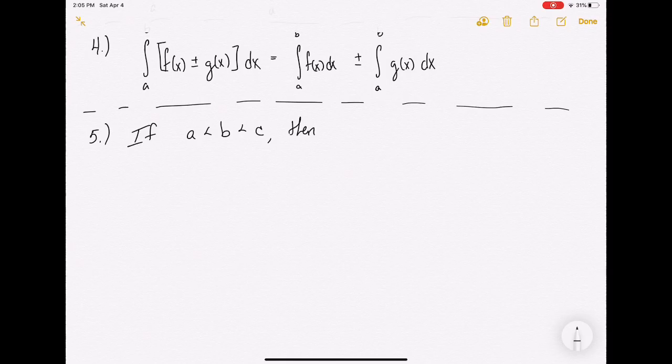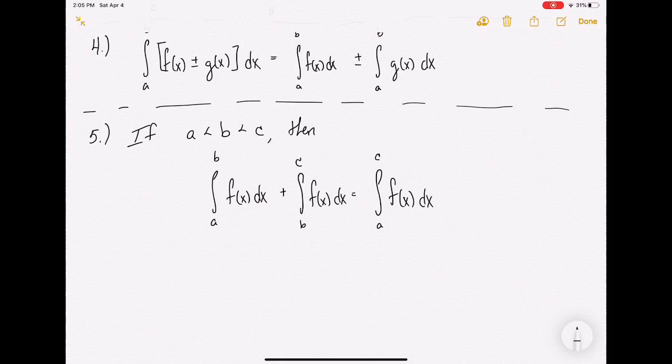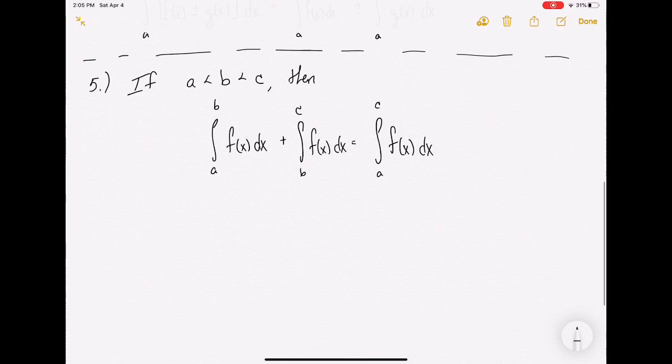If a is less than b is less than c, then actually you can add definite integrals in the right way. So I'll show you what that means. The integral from a to b of f of x dx plus the integral from b to c of f of x dx equals the integral from a to c of f of x dx. And there are a couple of ways of proving this, so I'll just say two proofs.